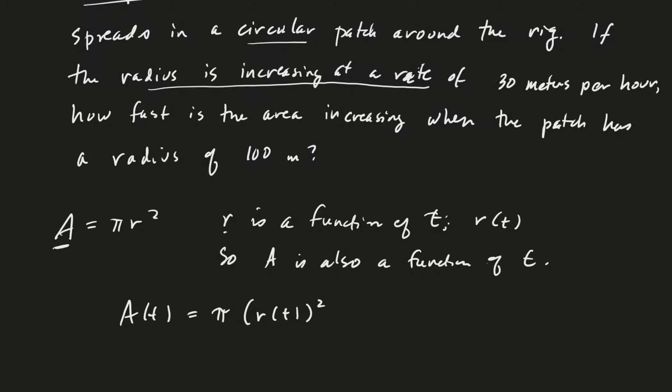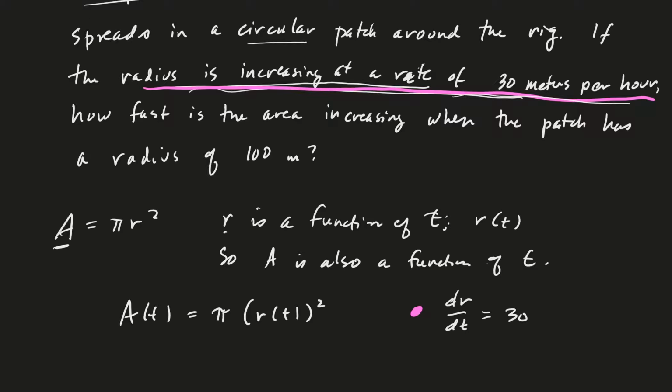Okay, and now let's read some of what else is happening here. The radius is increasing at a rate of 30 meters per hour. So let me color that in here. How would I translate that information into mathematics? Well, the rate of change is going to be the derivative, so that's dr over dt. And it sounds like this is constant, right? So the derivative is going to be constant at 30 meters per hour. You could include the units here, 30 meters per hour.